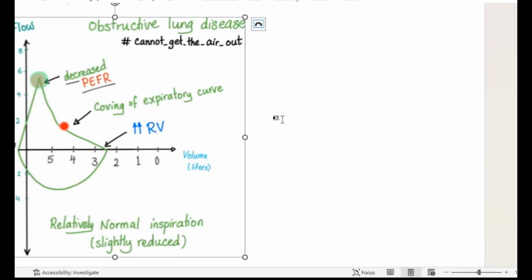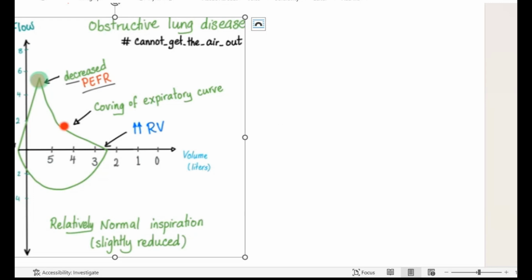So it is basically signifying an increased effort in trying to get the air that has been inhaled out of the lung, and therefore it causes coving of the expiratory part. And there is the other thing as well, that it increases residual volume. Residual volume essentially is the amount of air that's left in the lung after the expiration is complete. In an obstructive disease, the person struggles to get the air out of the lungs, and therefore there is an increased residual volume.